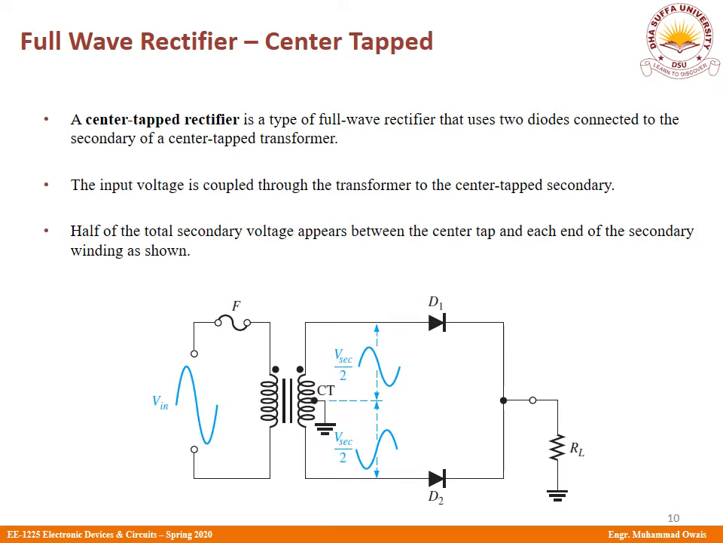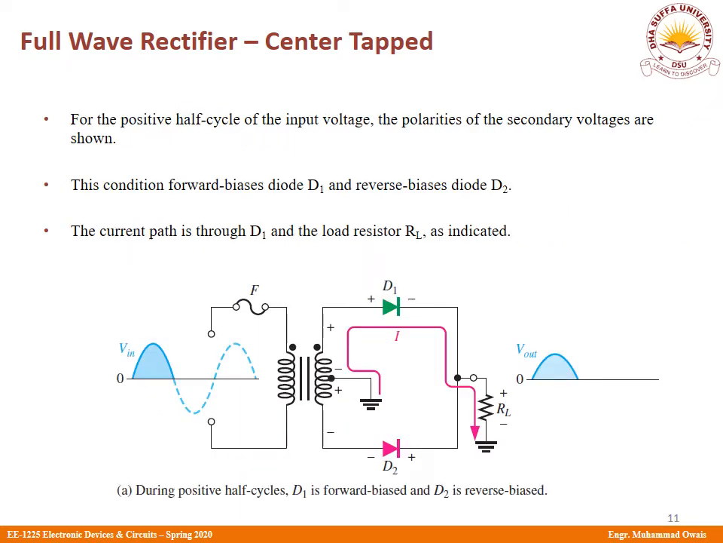So let's continue with this circuit. Maybe it's easier for you to understand how current flows into my load resistor. As discussed in the previous slide, the voltage has been divided into two parts, V secondary over 2 and V secondary over 2. It's exactly the same. So using these two diodes, we shall see how we are getting an uninterrupted output voltage.